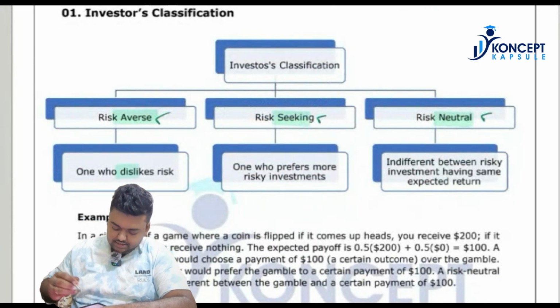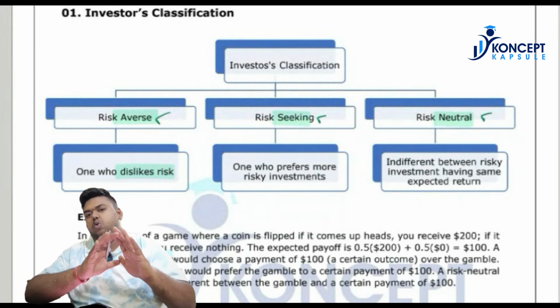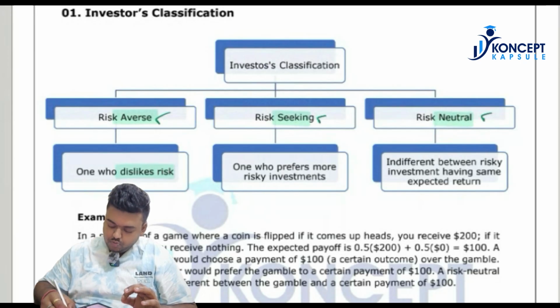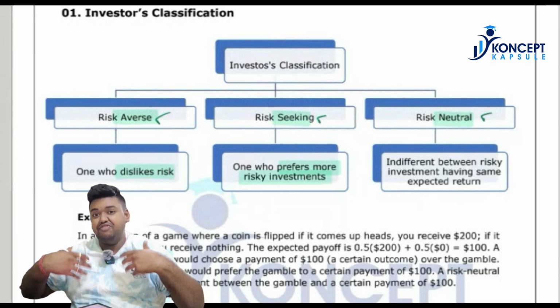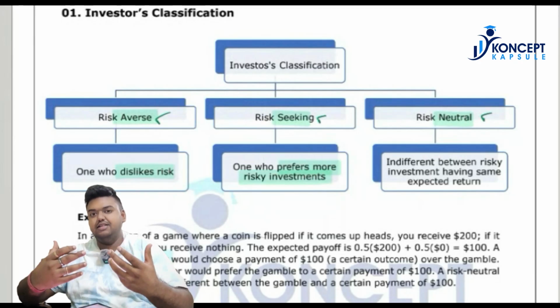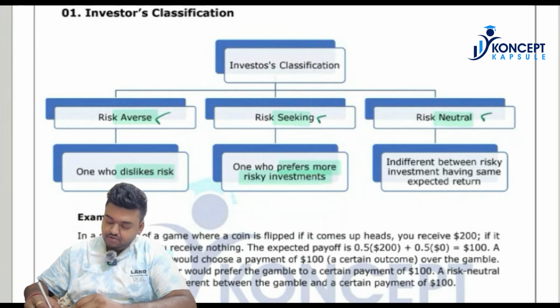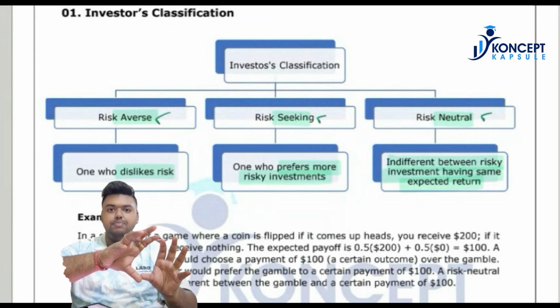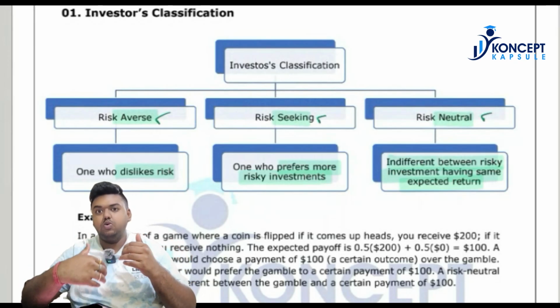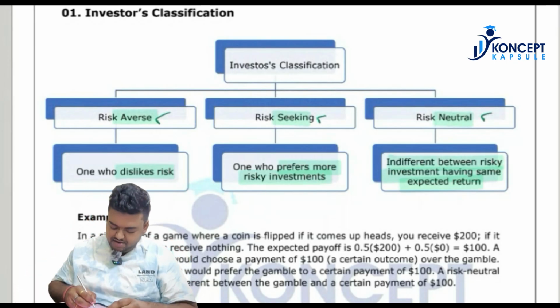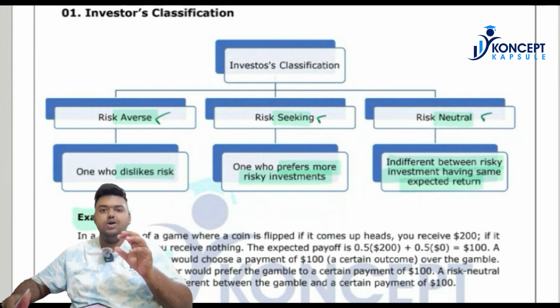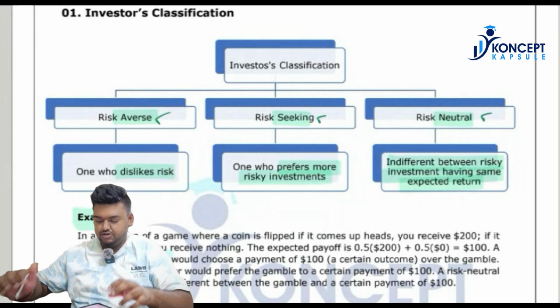What is risk averse? The one who dislikes risk. So people who want to stay away from risk, who don't like risk, are known as risk averse. The one who prefers more risky investment or has an affinity towards risk, basically likes the risk, is known as risk seeking. And the ones who are indifferent between a risky and a risk free return, basically these guys are more interested in the return pursuant to the risk, and they are not totally focused on the risk. Then we have an example to understand what is a risk seeking investor, what is a risk neutral investor, and what is a risk averse investor.